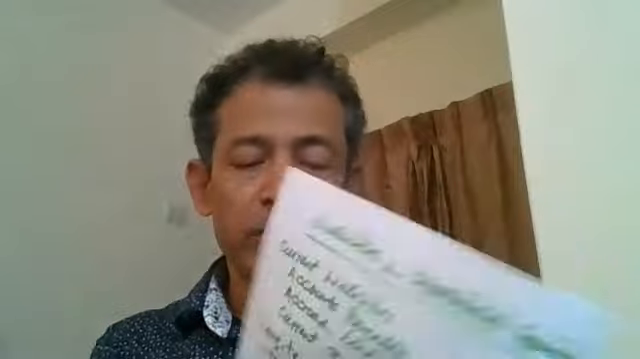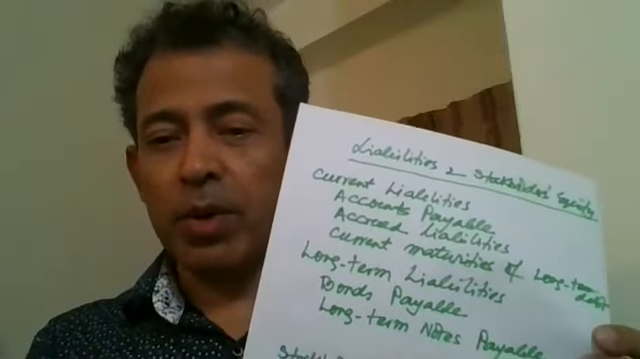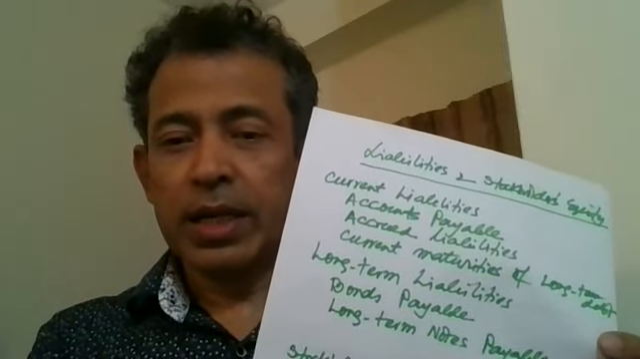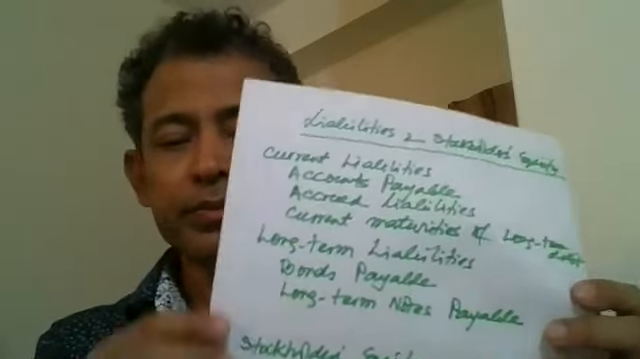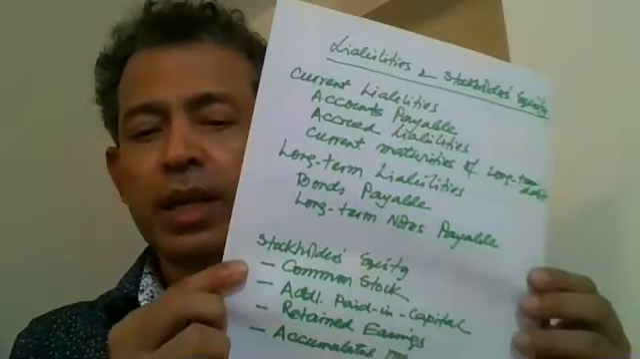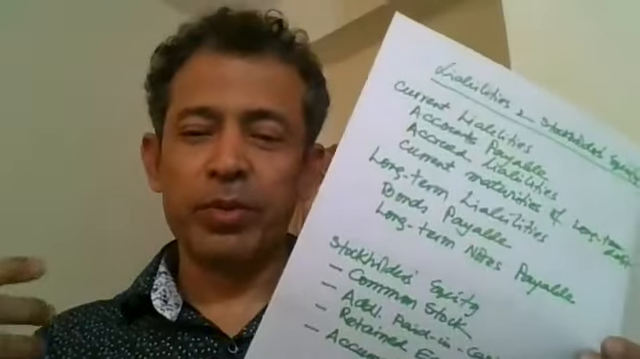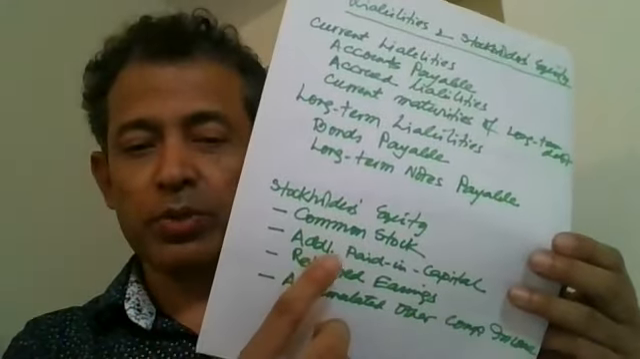All right. So that is the current maturity of long-term loan, and then the long-term liabilities, typically bonds payable and notes payable, long-term notes. So those two, bonds payable and long-term notes payable. And finally, stockholders' equity. Stockholders' equity would come from a stockholders' equity statement, which will have all these individual columns for each one of those.